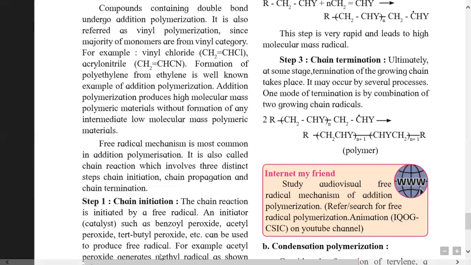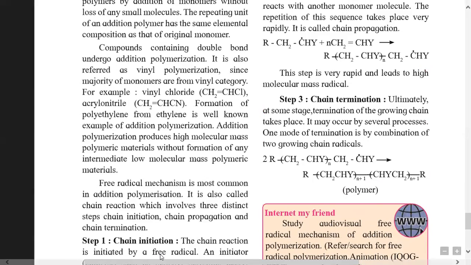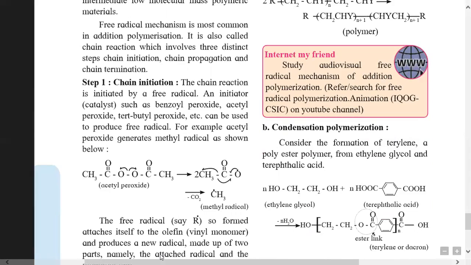Then in the third step, called the chain termination step, many radicals join together to form a long chain compound that is called a polymer. Here R-(CH2CHY)n-CH2-CH radical Y. These two radicals join together to form a long chain compound that is called a polymer. So that is the first type, called the free radical type of mechanism or addition polymerization.